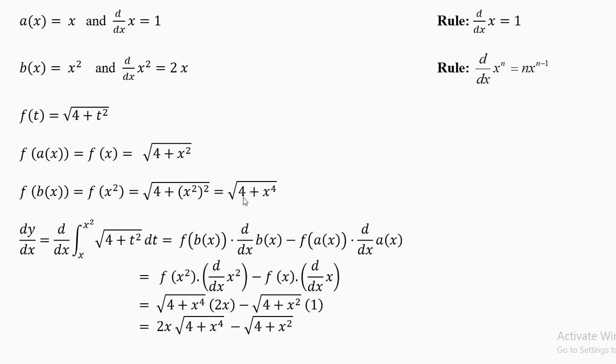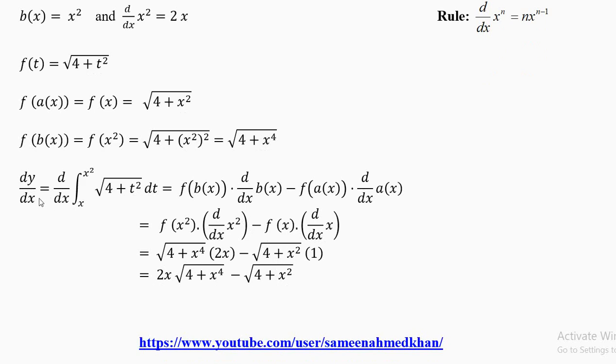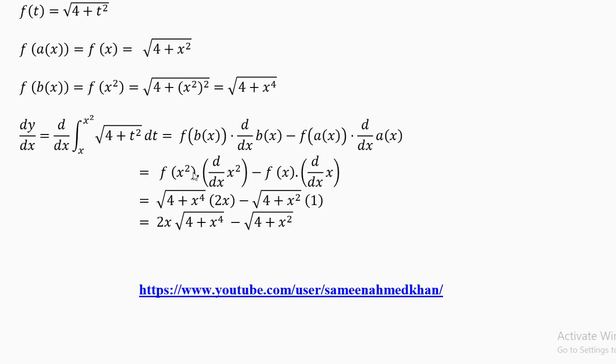2 into 2 is 4. You'll get 4 plus x power 4. Look at the previous problems. Now dy by dx equal to, use this rule, f of b into derivative of b minus f of a into derivative of a. F of x square is 4 plus x square. Derivative of x square is 2x. Write it on the outside. Then take the 2x this side. You will get 2x square root of 4 plus x power 4.